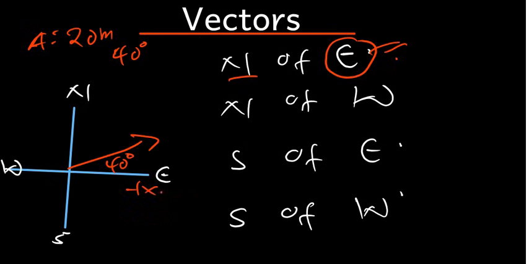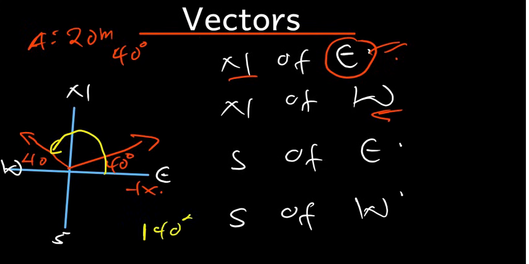Okay, now let's say we have the same one. Now it is north of west, meaning that the angle is near west than north, meaning that the angle is here. This 40 is here. So to resolve this vector, we are going to get the angle from this point all the way to this line, meaning it's supposed to be 180 minus 40, which is going to be 140.